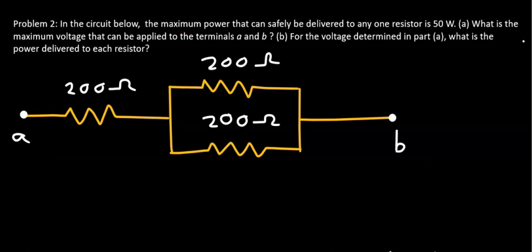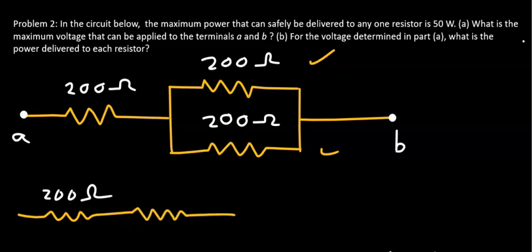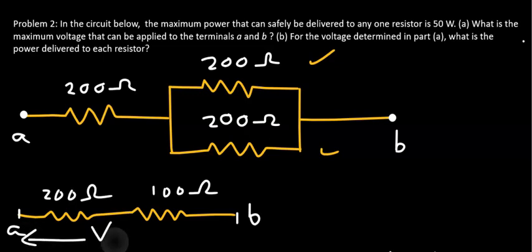Let's simplify the circuit a little bit. So this is the 200 ohm resistor, and we can combine this and this using the parallel rule, and that's going to give you 100 ohm as the equivalent resistance. So this is point A and this is point B. Now we want to determine the maximum voltage that can be applied between A and B.